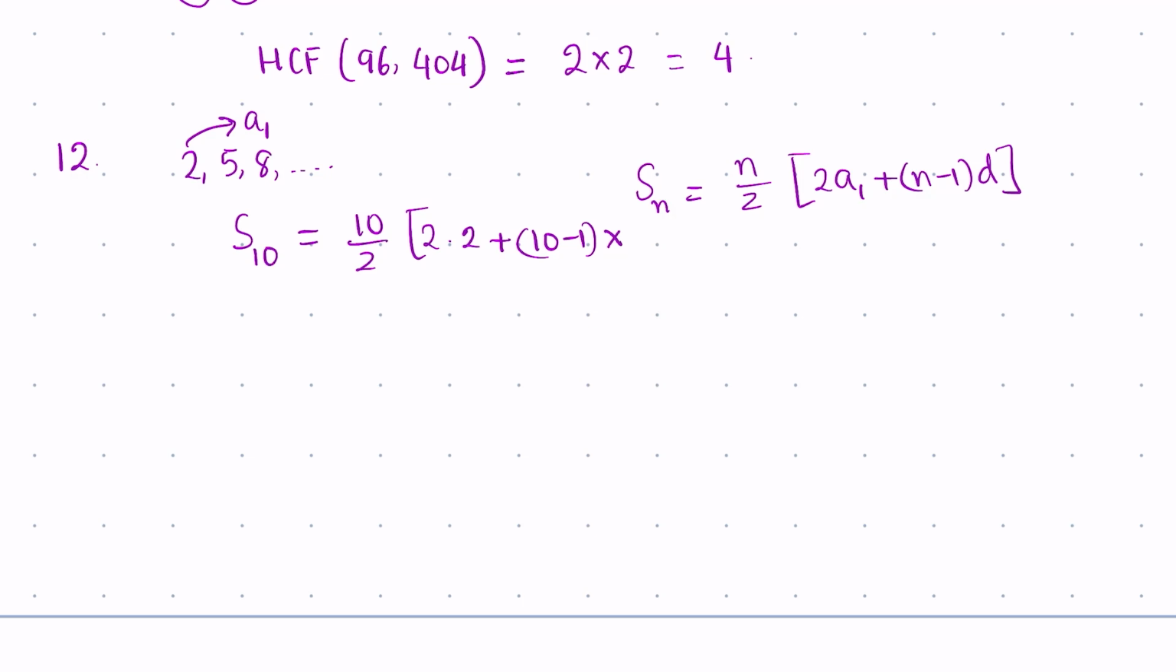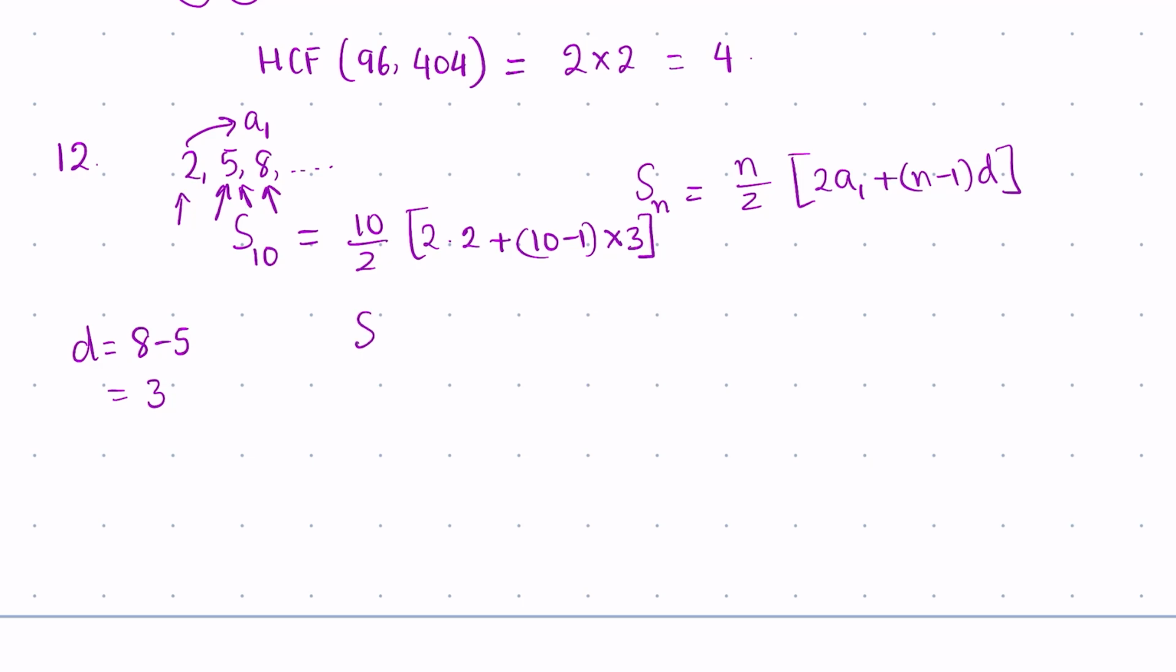What is the common difference? Well, d is equal to this term minus this term, or you could also do it this term minus this term. It really doesn't matter. So let's do 8 minus 5, which is 3. So common difference is 3.